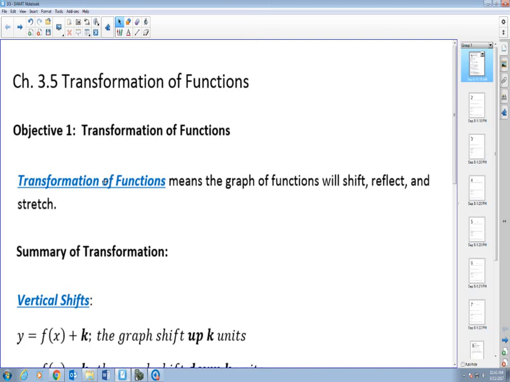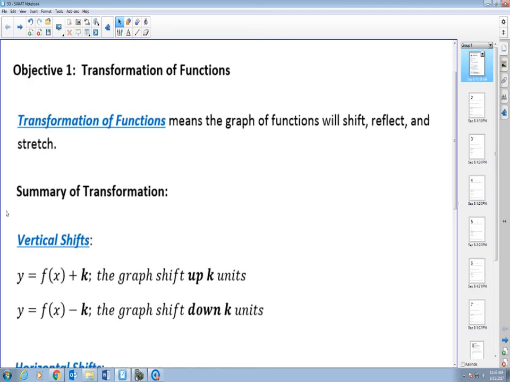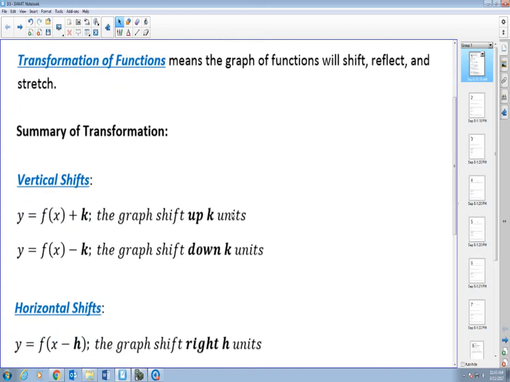What the so-called transformation of functions means is that the graph of our different types of functions will actually shift to the right, to the left, up or down, or it will reflect, and it can also stretch. So here is a summary of all the types of transformation we will talk about.